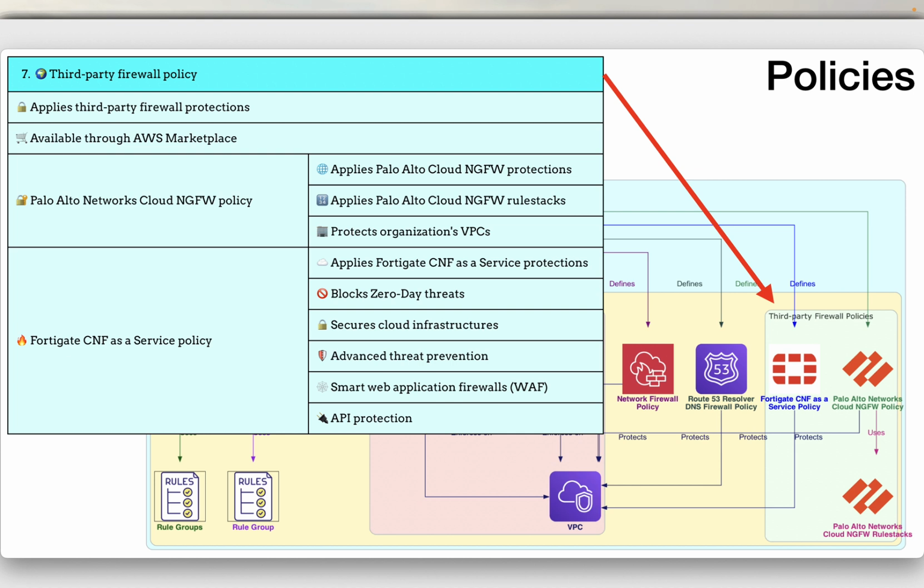And second third party is FortiGate Cloud Native Firewall CNF as a service policy. This policy type applies FortiGate Cloud Native Firewall as a service protections. FortiGate CNF is a cloud-centered solution that blocks zero-day threats and secures cloud infrastructure with industry-leading advanced threat protection, smart web application firewalls, and API protection.